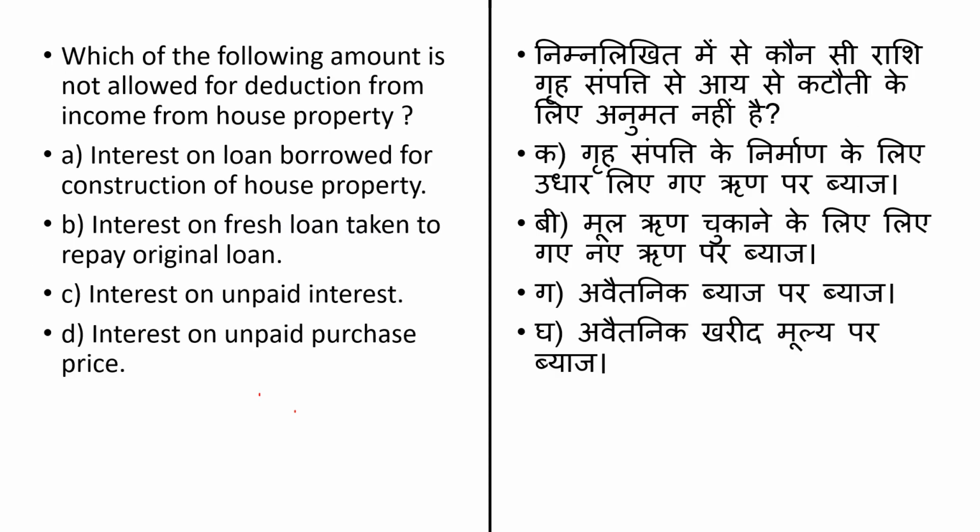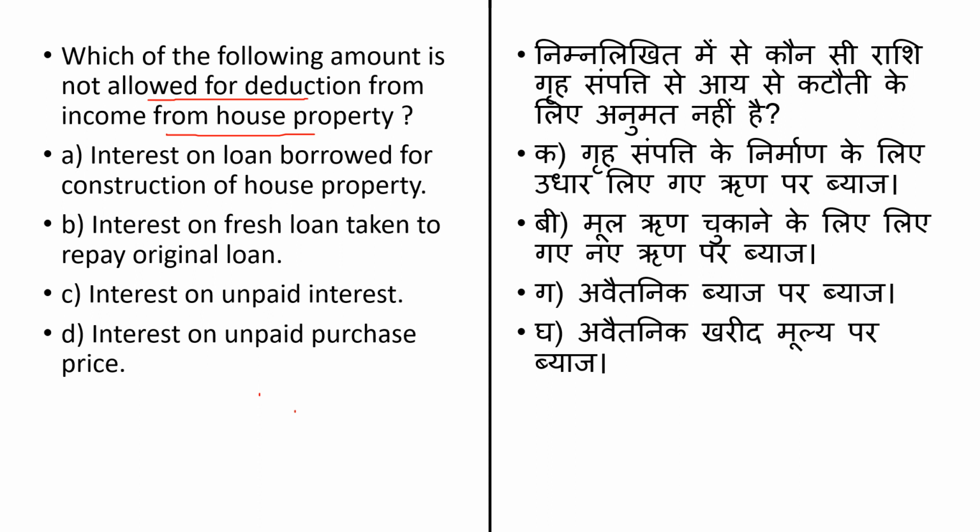Which of the following amounts is not allowed for deduction from the income from house property? In this question, they ask you which amount is not allowed for deduction from the income from house property. Now, what is the income from house property? That you have to understand first, because the first and most important step while answering any question is to understand the question properly. Only then will you be able to answer the question.